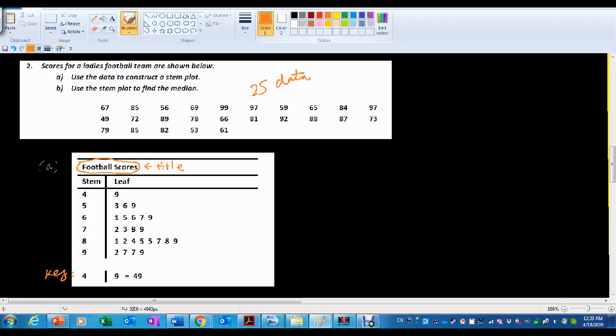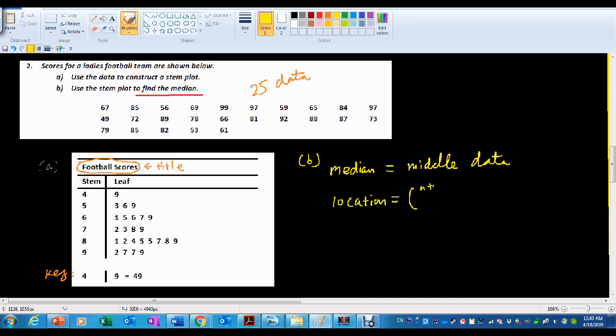Okay, so let's see question B. B is about finding the median. Remember the definition of median? Median is the middle data, right? So you need to find the middle data. How could we find the middle data? You need to find the location. Location is where, if you arrange all the data in ascending order, then you could find their location according to this formula. That's why you need to know how many data there are.